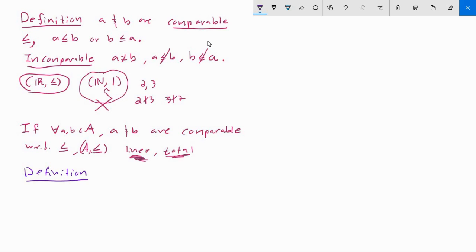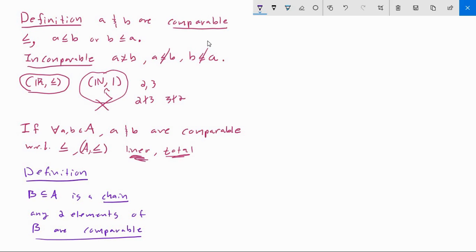Another essential definition for us, which will be useful in formulating Zorn's lemma, an equivalent statement to the axiom of choice, is that of a chain. So we say that a subset B of a set A is a chain if it's the case that any two elements of B are comparable.